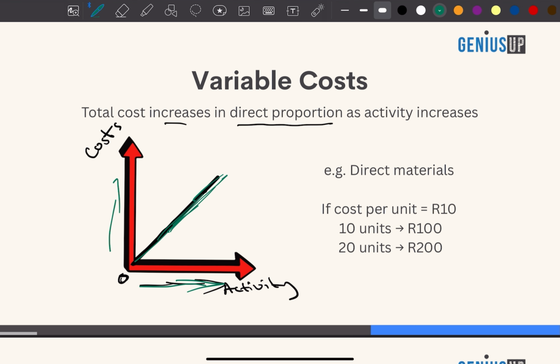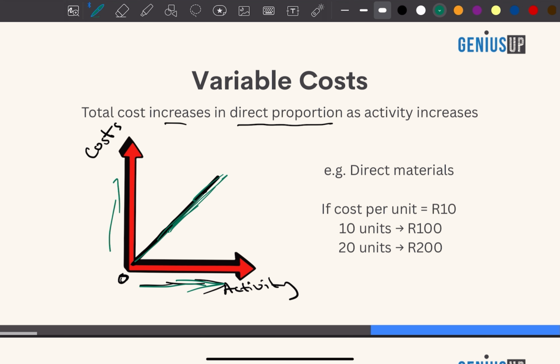And an example is usually direct material. So if you go back to our example of a company that produces furniture, if you want to produce more tables, you will need more wood, and that wood will cost you more money. So there's a direct proportion or relationship between the activity level and the cost.